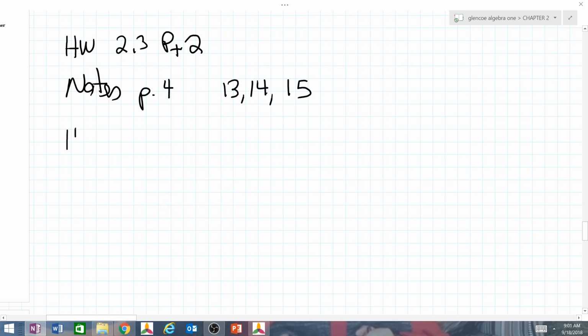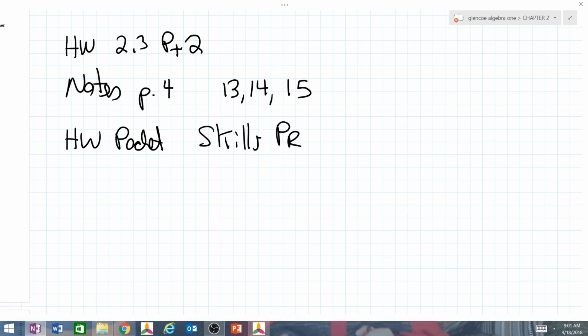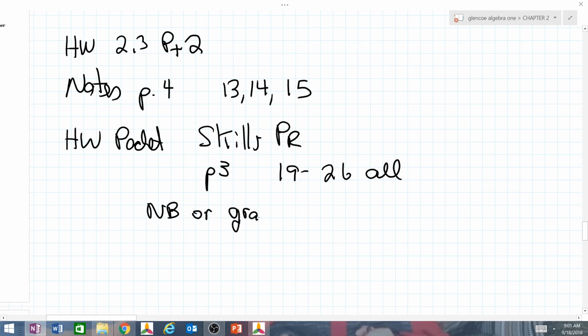Okay. Then from your homework packet, which is the skills practice. So we are doing the second half of the homework we did last night. We're doing the bottom of the page. So that would be page 3 to correspond with lesson 2.3, 19 through 26 all. This will be for 1 grade. Please make sure you use the formulas. Everything is there in your notes, and it's going on notebook or graph paper. Make sure you write the equations, show work, box your answer.